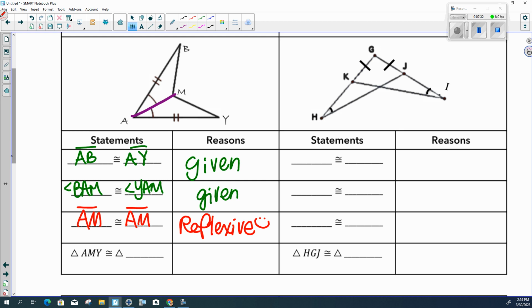Make your marks. Side, angle, side. Congruence. Now I got to try to write them. AMY, AMY, it goes with AMB.